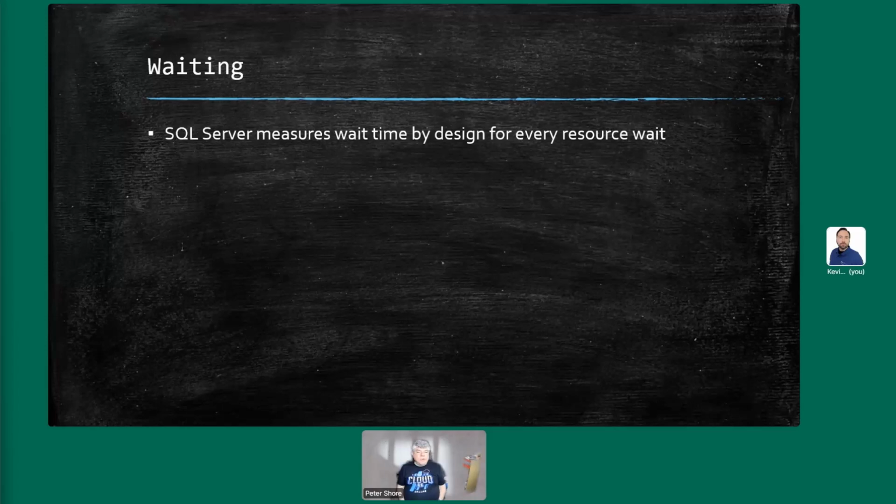So SQL Server measures wait time by design for every resource wait. And that by design piece truly means that the product team at Microsoft wants to measure this wait time for every resource. Why do they care? Well, it helps them solve problems in the engine, solves problems in their code. As a result, it also helps us as DBAs and data professionals see where we have problems in our code, or in my world, in the case of my BI team's code.